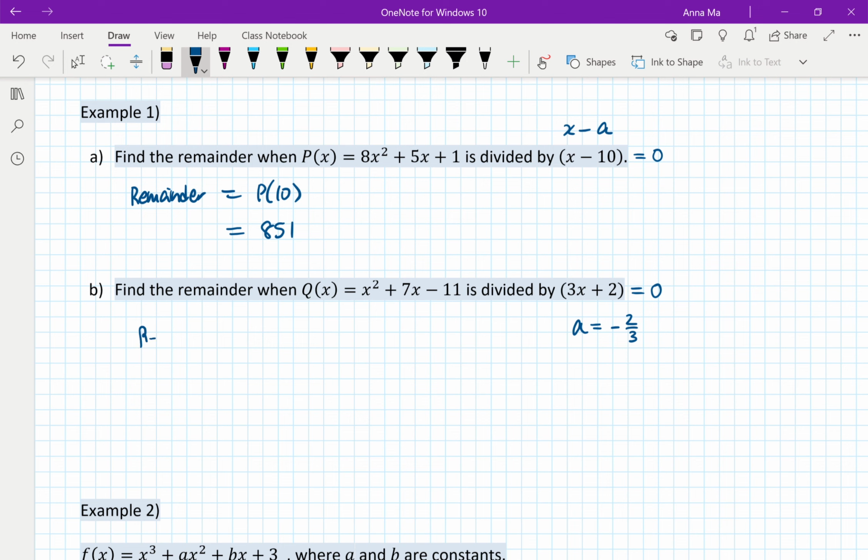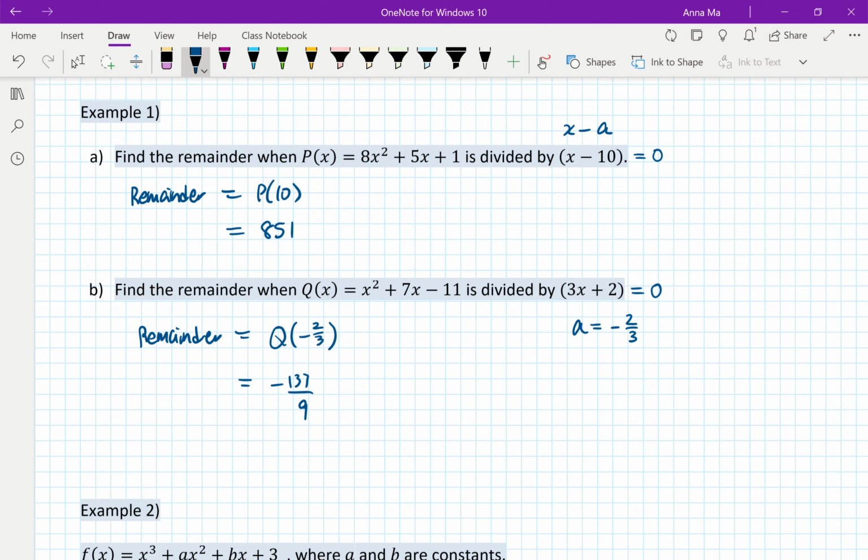So I can say our remainder is equal to q of negative 2/3. You've got to use the name given in the question. And if you substitute that, you get negative 137 on 9. And that's the remainder. So you don't have to do the actual long division to find the remainder.